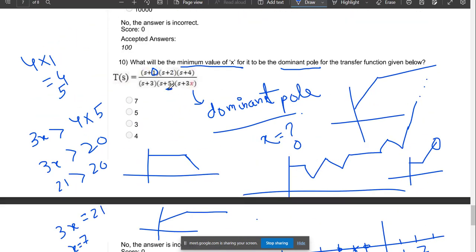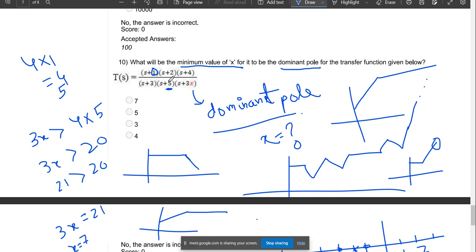So we cannot say that 4 is the dominant pole. We have to take the highest value of the pole or 0, so that from there we choose the dominant pole. Now I understand ma'am, thank you. Got it.